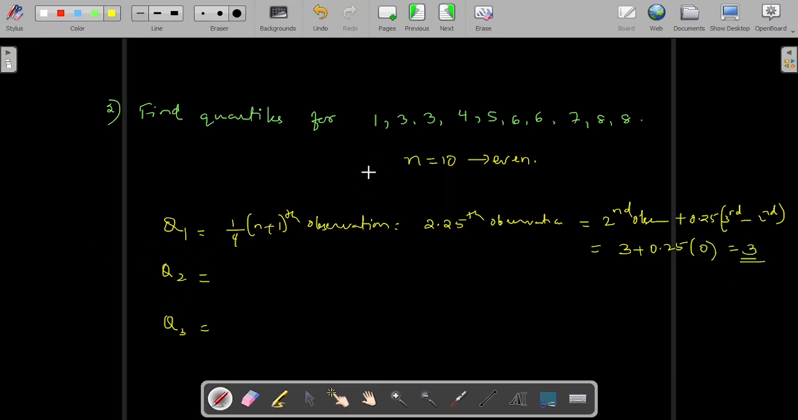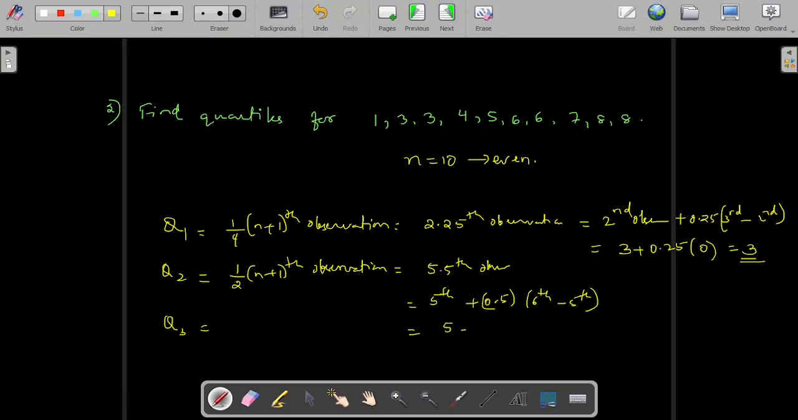In the case of Q2, in the same way, it is 1 by 2 into (n plus 1)th observation, which is 10 plus 1, 11 by 2, that means the 5.5th observation. Again the same way, that is the 5th observation plus 0.5 into (6th observation minus 5th observation). The 5th observation is 5, plus 0.5 into (6 minus 5), that gives you 1. So therefore Q2 is 5.5.